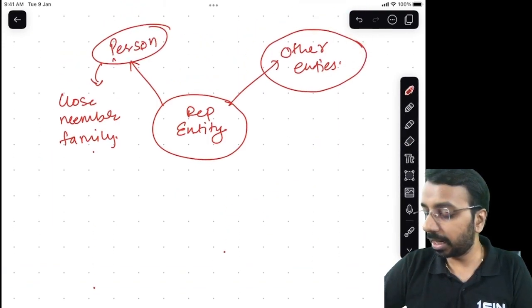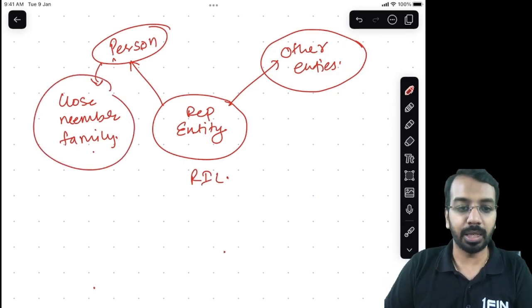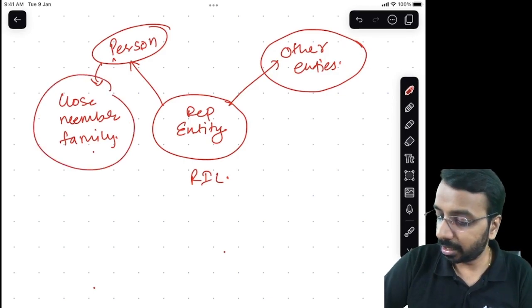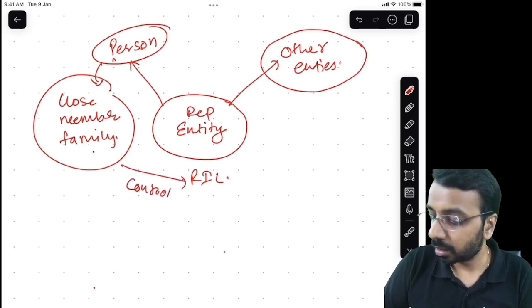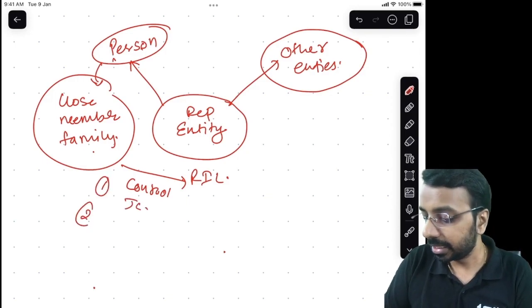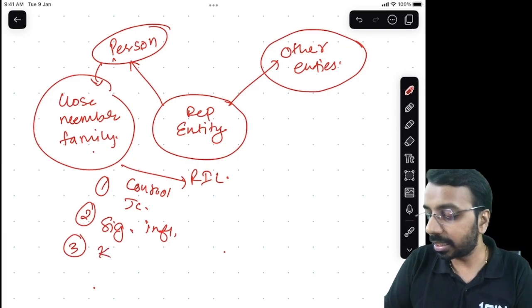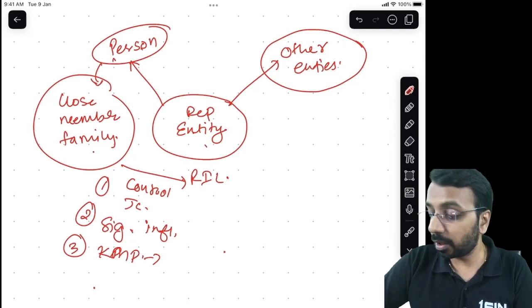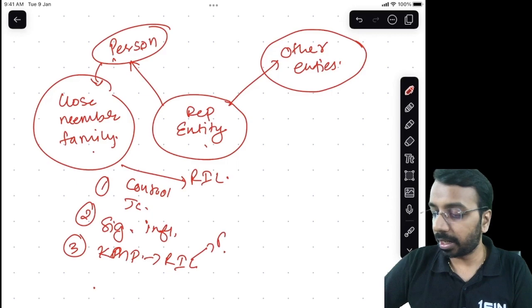If you are talking about Reliance Industries Limited, this person or the close member of the family should have either control or joint control. Control or joint control, first category. Second category, has significant influence, or third category is a key managerial personnel, KMP. KMP of whom? KMP of this reporting entity, Reliance Industries, or its parent.